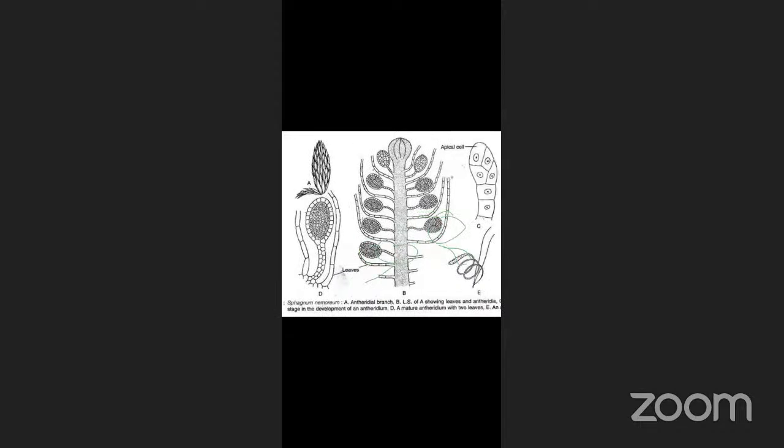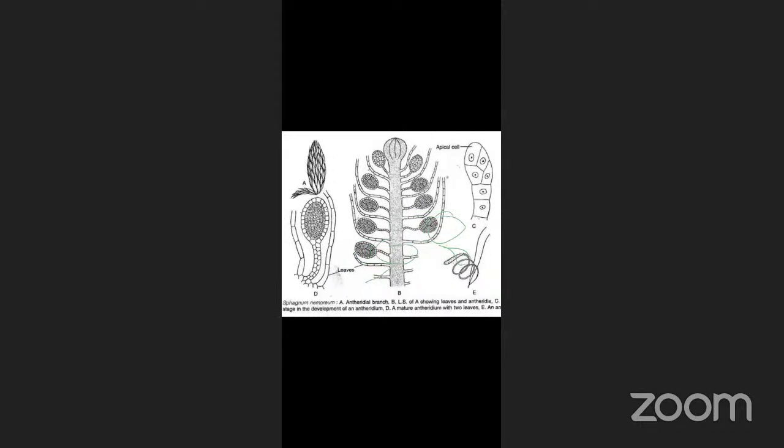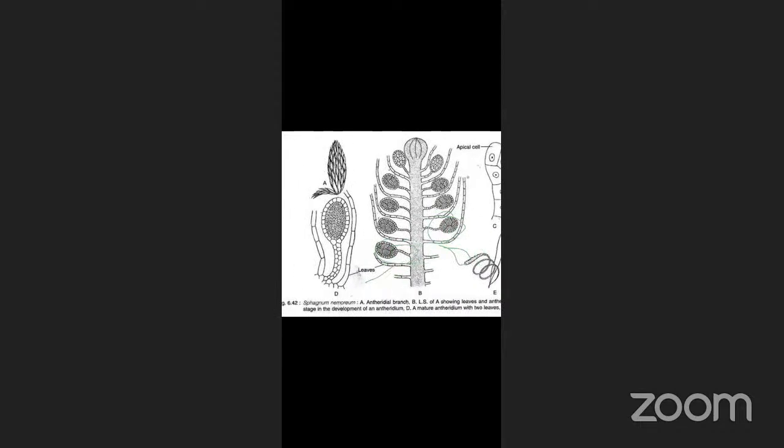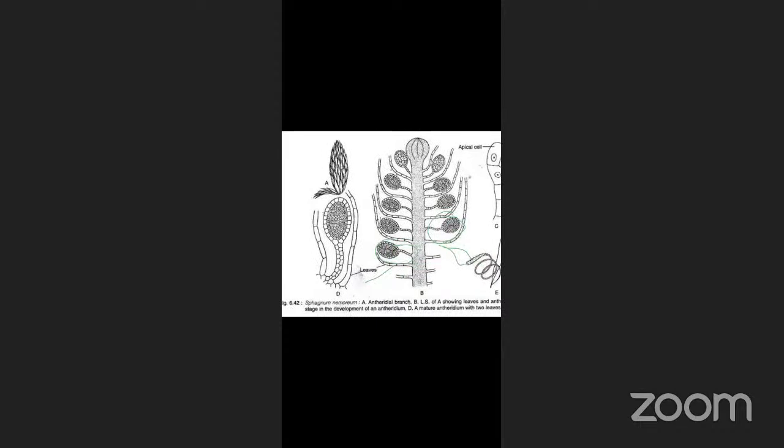Only a single antheridium develops from the axil of the leaf. This is a leaf axil, one antheridium, and again leaf, axil, antheridium. And you know the clear structure of the antheridia? The antheridium is club-shaped, with a stalk and a body.